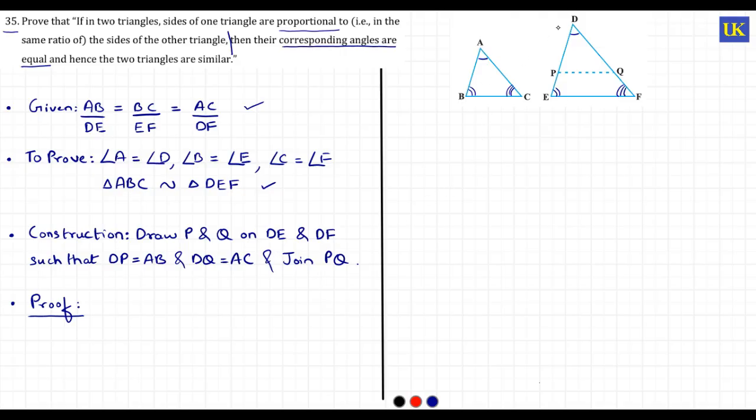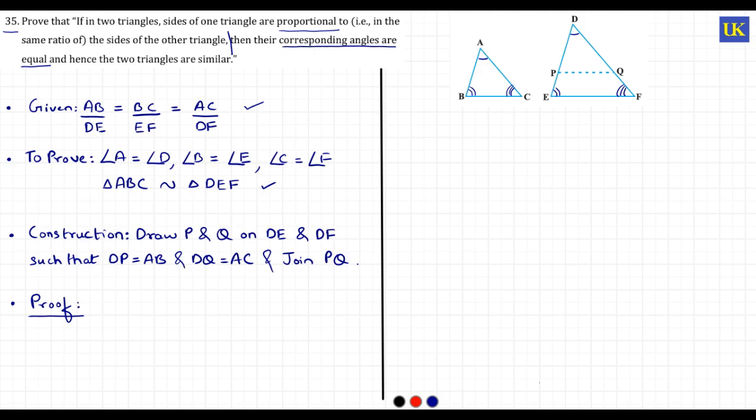So AB should be equal to DP. We have to keep the length same and mark this point P. And AC should be equal to DQ, and we have to mark this point Q, so that AB is equal to DP and AC is equal to DQ, right? And then we'll join PQ, this line PQ here. So this is the small construction we have to do.